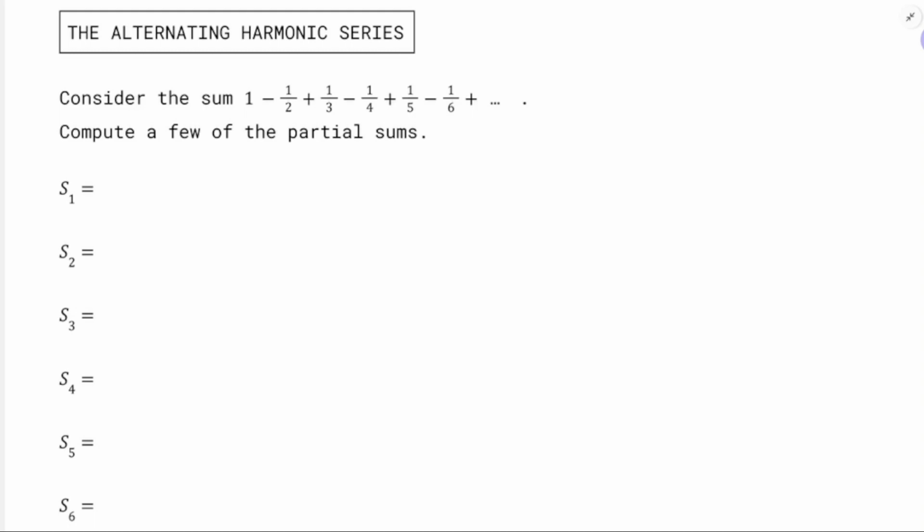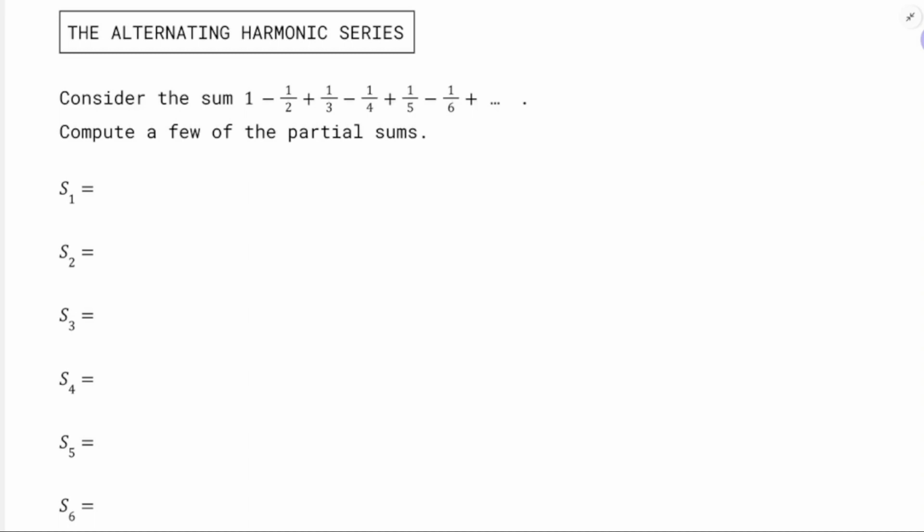All right, for now I want to switch up a little bit and talk about the alternating harmonic series. So, actually, consider the sum 1 minus a half plus a third minus a fourth plus a fifth minus a sixth, and so on. So this is the alternating version of the harmonic series, which we learned last time diverges. Now we're going to see here that the alternating harmonic series does not diverge.